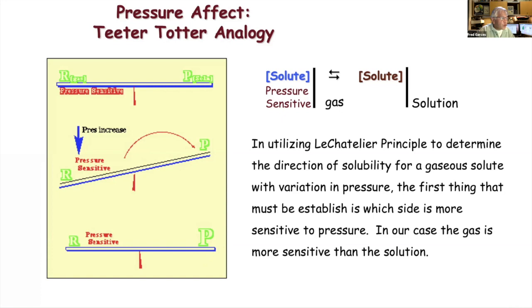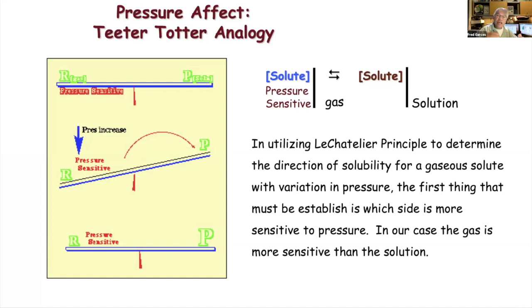On the other hand, when you remove pressure, so there's a deficit on the left side, the reaction will shift to the left and more gas will start to come out of solution. So the key here, again, to use this teeter-totter analogy, is to look at the overall chemical reaction, make sure it's balanced, and note which side has the most moles of gas via its coefficient in the balanced equation. That's where you put P to indicate pressure.